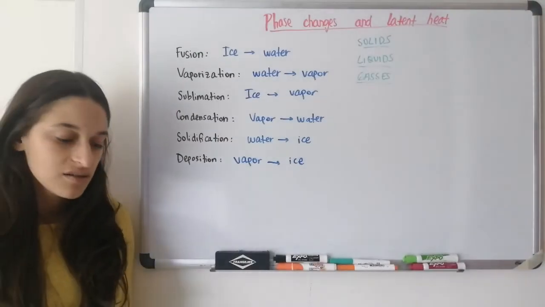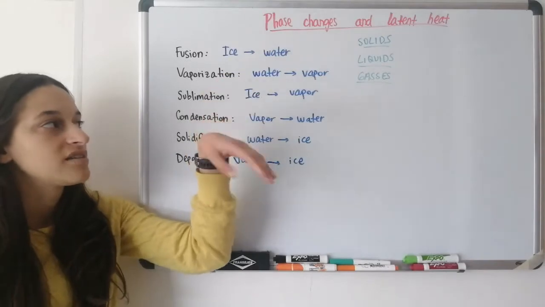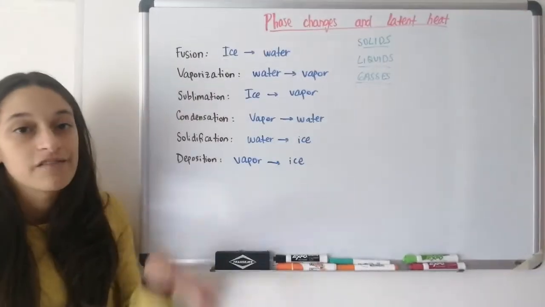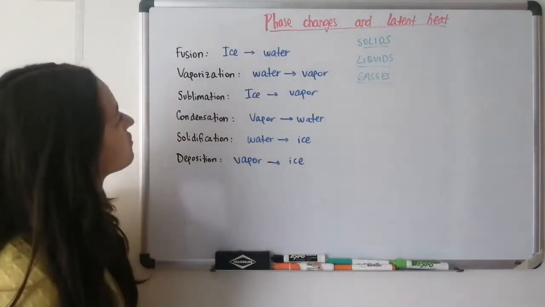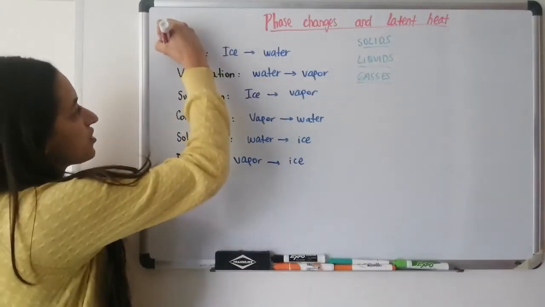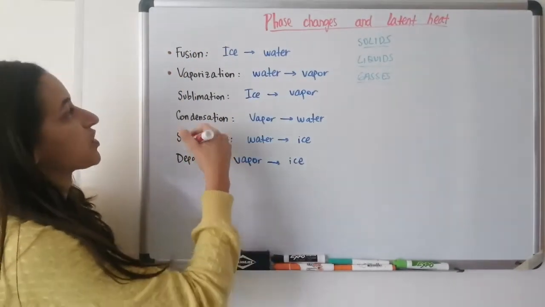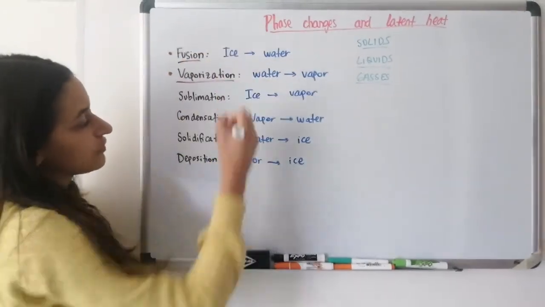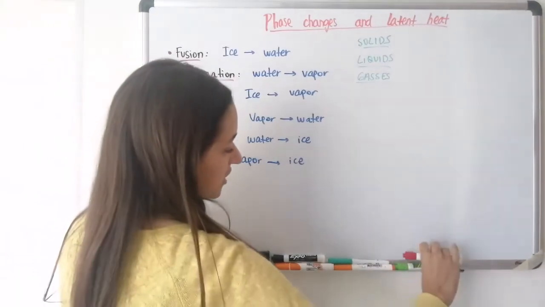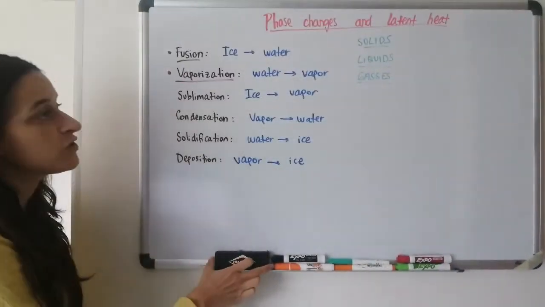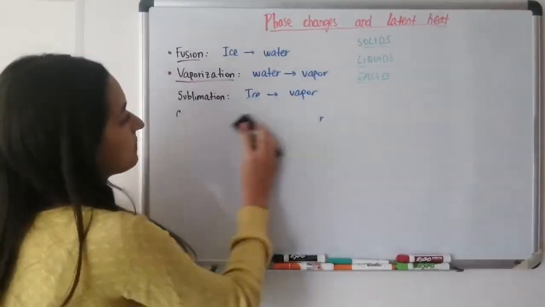So these are the 6 changes that can take place from solids to liquids to gases or the other way around. And they have their specific names. Today we're going to focus on 2 specific ones, which are fusion and vaporization. And they're opposites, but we're going to use these 2 words for everything that we're going to see from now on. So make sure you have this in your notes. It's going to be useful, but I'm going to erase it right now to show you where I want to take this.